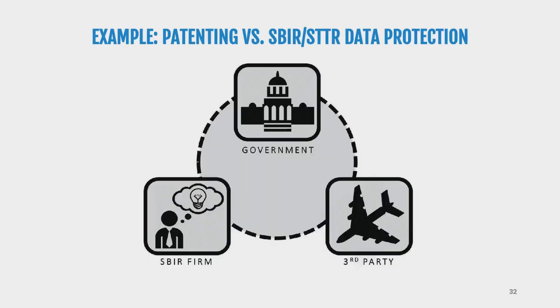Patenting versus SBIR data protection in a sort of a scheme here. There's usually going to be three parties involved in any kind of business deal, especially for a SBIR firm. There's the government, there's yourself, and then there's third parties. This could be another subcontractor. This could be the big guns, big government contractors that may want to use your technology, and so there's some flexibility with that. But there's usually going to be 3 parties here, especially as you try to commercialize your technology.